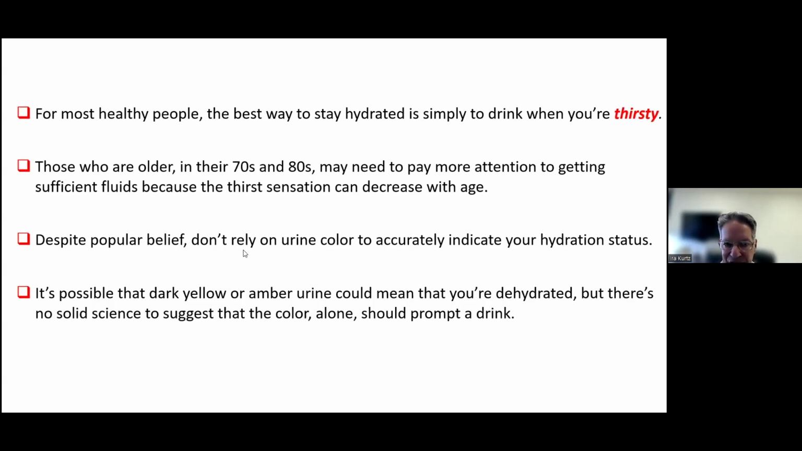Despite popular belief, we also don't rely on the urine color. Some people think when their urine turns very yellow, they're dehydrated and they need to drink more. It's possible that dark yellow or amber urine could mean that you're dehydrated, but there's no solid science to suggest that color alone is a good way to follow whether you need to drink or not. So it's just not a good way to know whether you need to drink.